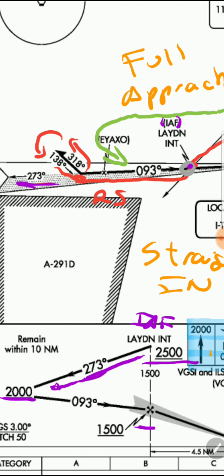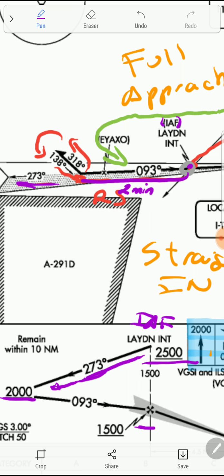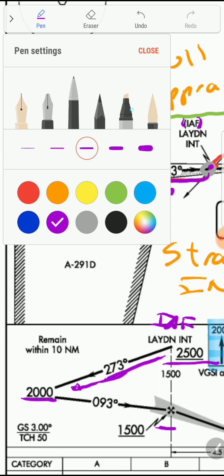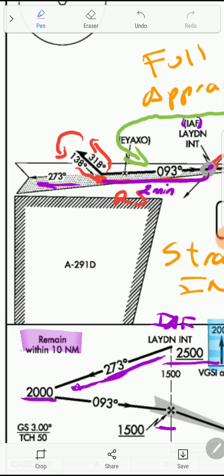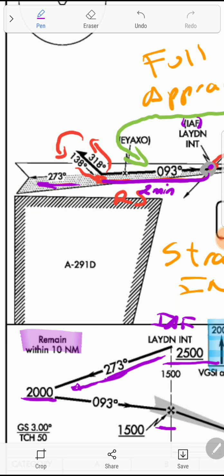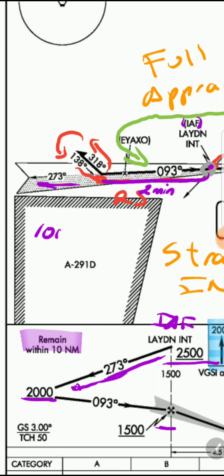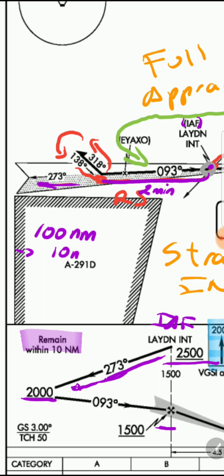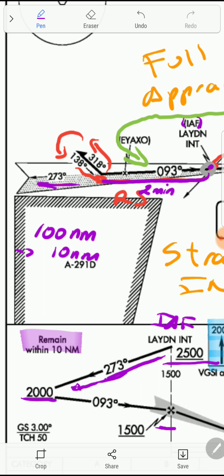Let's look at the plan view again. We go down here, we fly for 2 minutes, okay? And why for 2 minutes, Gilbert? Because there is a note on the profile view that actually says that you must remain within 10 nautical miles. But from where? From Leiden. And because we are not using DME in this case, let's say that we're flying at 100 nautical miles per hour. How long is it going to take me to travel 10 nautical miles? 2 minutes? Would be 2 minutes.